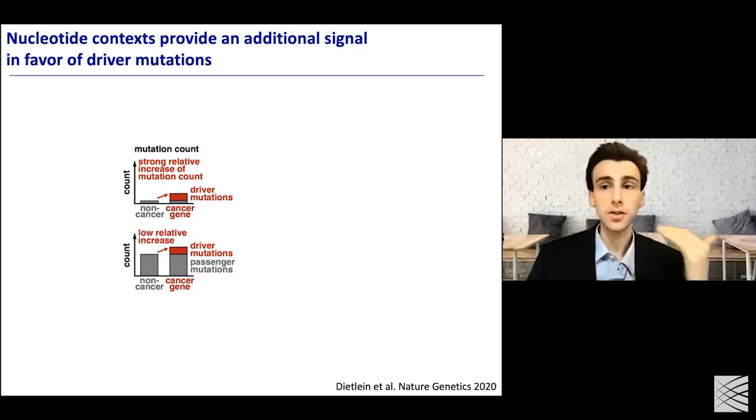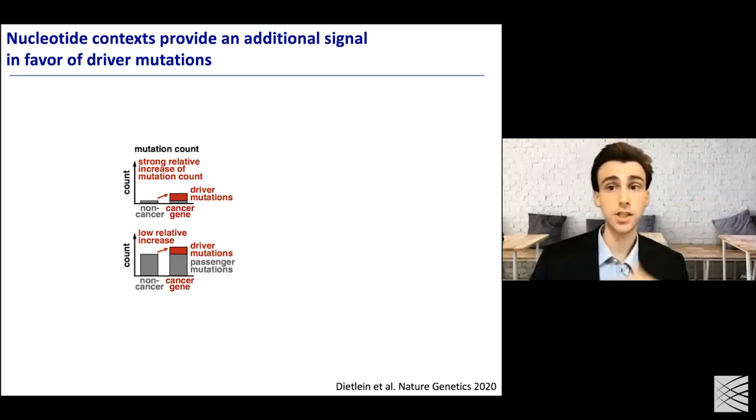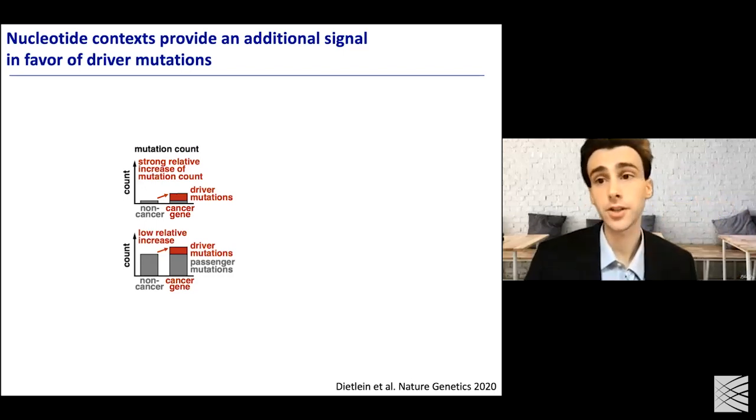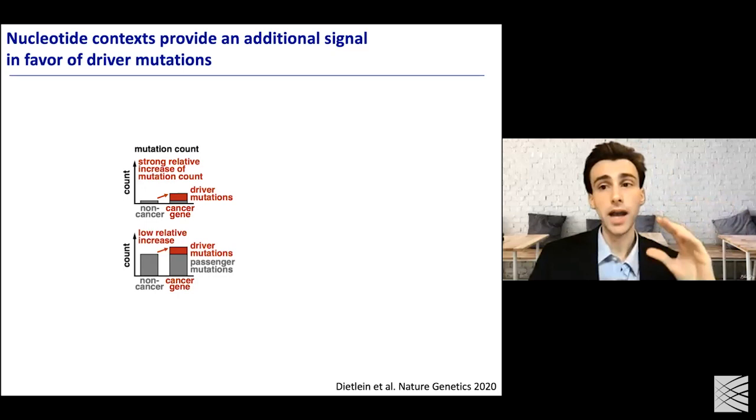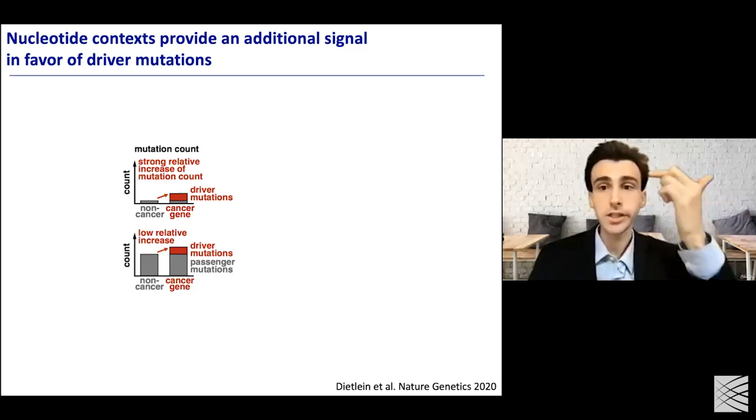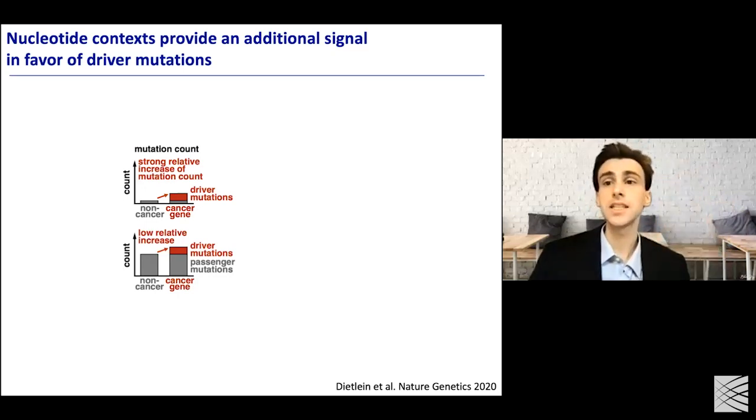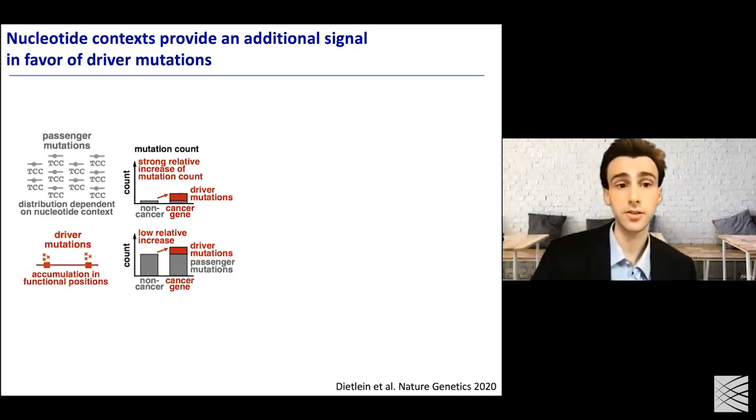However, if your background signal is extraordinarily high, such as melanoma, the other extreme of the spectrum, then your background signal is already high, and the additional boost that you get from driver mutations is not that much that you can use for distinguishing between these two classes. So you'd actually need a lot of samples to distinguish these two scenarios.